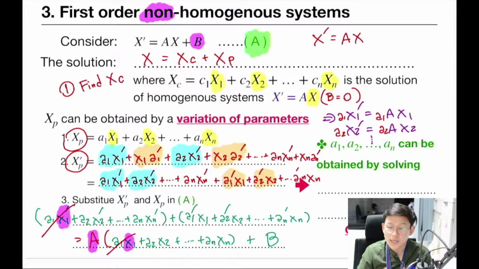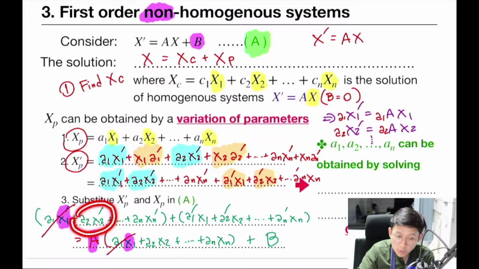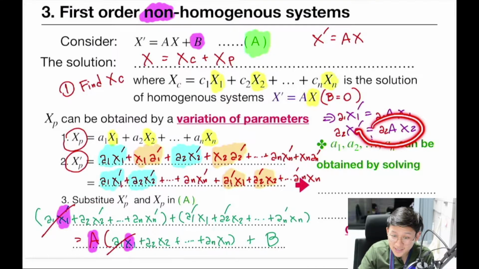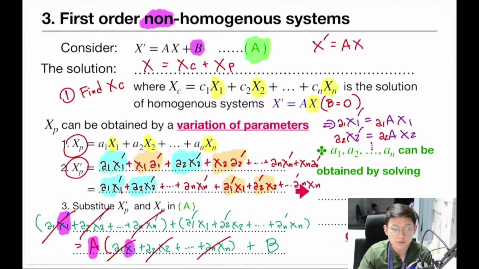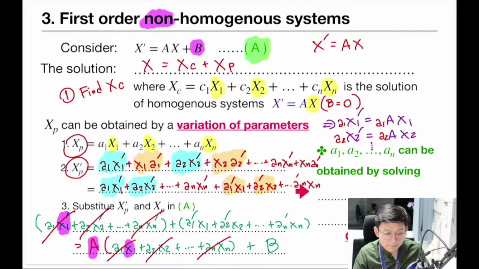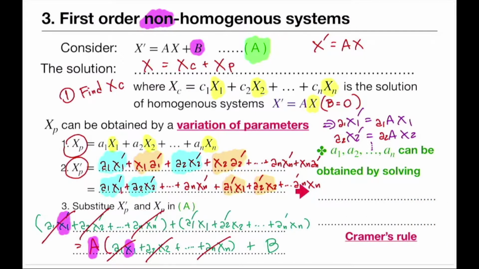See? And similarly, a2 x2 prime would be the same as a2 big A x2, and this is a2 big A x2. So this got cancelled out as well, and you can see that all got cancelled out. Okay, so we have that a1 prime x1 plus a2 prime x2 plus blah blah blah plus an prime xn equals b.